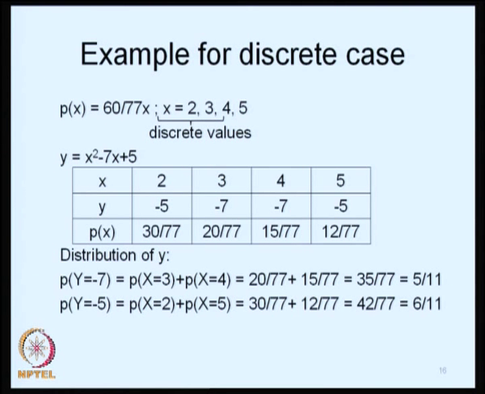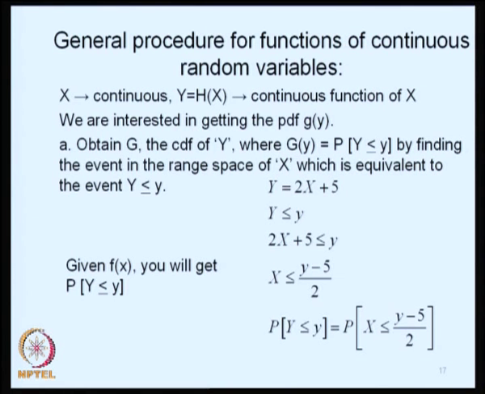So, in the case of discrete random variables, I repeat that you simply enumerate the possible values of y, which is a function of x, using the functional relationship, knowing the discrete values that the random variable x can take. Associated with each discrete value of the random variable x, you enumerate the value that the random variable y can take and then associate probabilities for each of the values that the random variable y can take. Now, we will go to the case of continuous random variables.